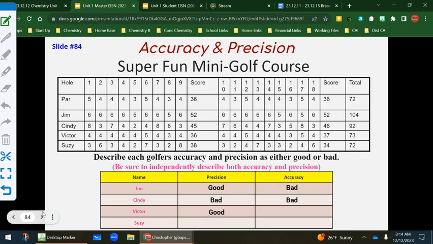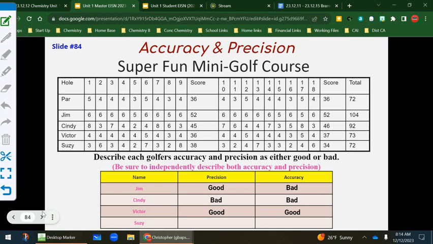Now look at Victor's total score. Daniela, what was his total score? 73. And what's his target? 72. Is that good? I would say that's very good. I'd be thrilled with that, ladies and gentlemen, if that were my score.